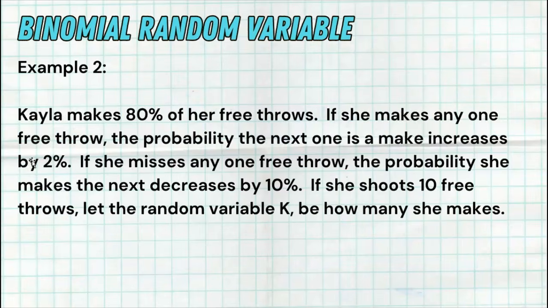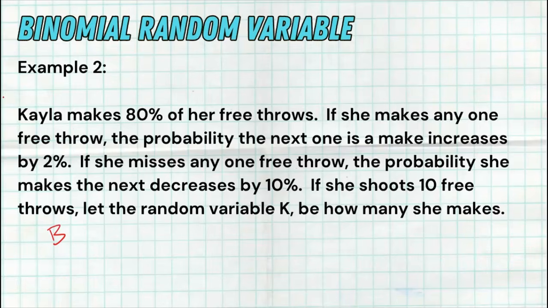How about the second one? Kayla makes 80% of her free throws. But if she makes any one free throw, the probability of the next one being a make increases by 2%. So if she makes the first, then the next one's 82%. And if she makes that one, then it goes to 84%. But if she misses a free throw, it drops down 10%. She shoots 10 free throws. Let the random variable K be how many she makes. All right, is this binomial?